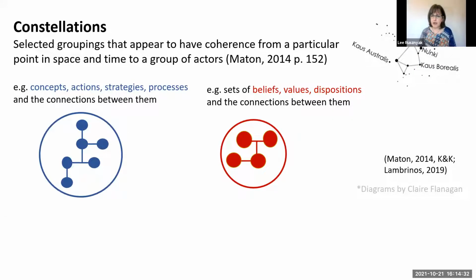We're going to draw on a couple of the tools from LCT. The first one that I'm going to just introduce is the constellations, which draws an analogy between groups of ideas or groups of beliefs, values, dispositions, and the stars that we put together to form pictures. And so a constellation is understood as a selected grouping that appears to have coherence from a particular point in space and time to a particular group of actors.